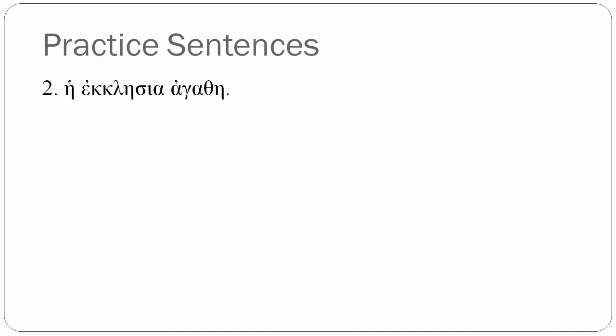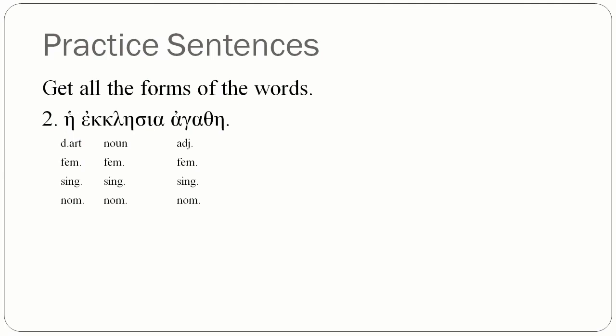He ekklesia agathe. All right, the first step here is let's piece out all of the forms of these words. Okay, he is your definite article. It is feminine, singular, and nominative. And actually, each of these words is going to be feminine, singular, nominative. Ekklesia is your noun, and agathe is an adjective. Notice there's no verb here. Okay, just a definite article, a noun, and an adjective. There is a period, though, so that should clue you in onto what this is.